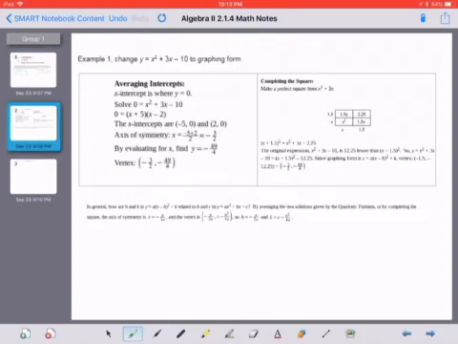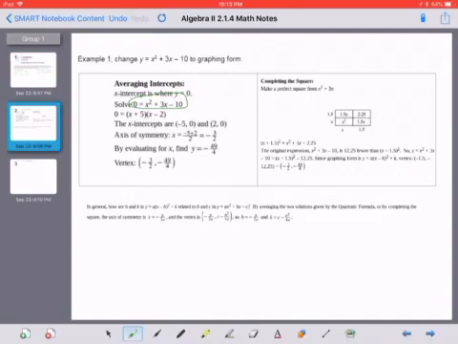So one example is if we have y equals x squared plus 3x minus 10 and putting it in graphing form. If we want to do it by averaging the intercepts, first thing we're going to do is solve by setting the equation equal to 0 and then factoring it. We can box and diamond it to help us factor it, but we get x plus 5 times x minus 2. So the x-intercepts are (-5, 0) and (2, 0).